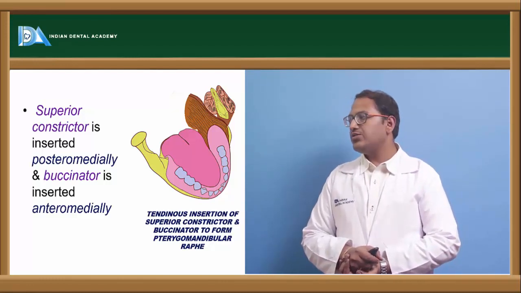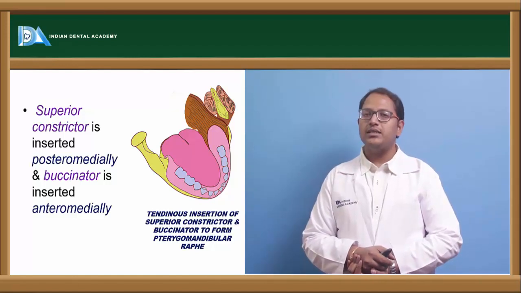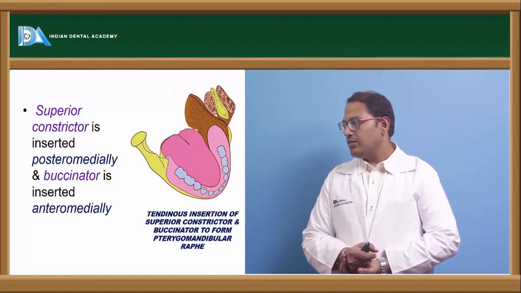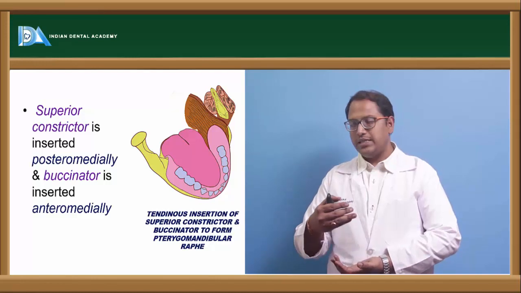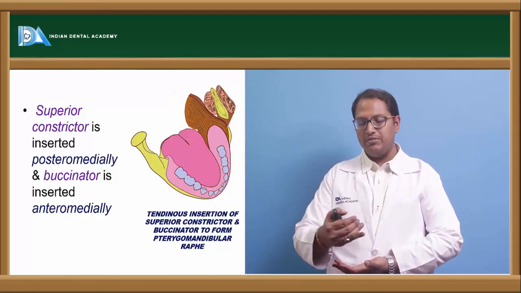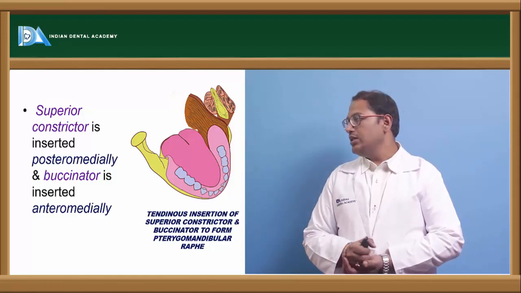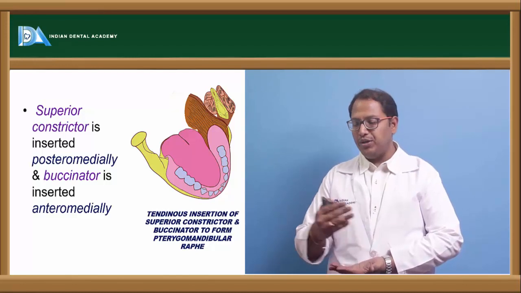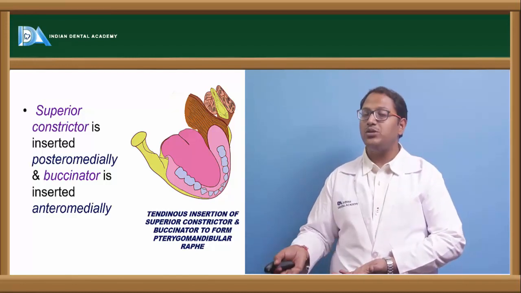Now the superior constrictor is inserted posteromedially, as we know, and the buccinator is inserted anteromedially. So when the lateral border and the medial border on the posterior and the anterior are secured, our denture base should not extend beyond that, because all these muscles will give pressure towards the denture and will tend to lift our denture.